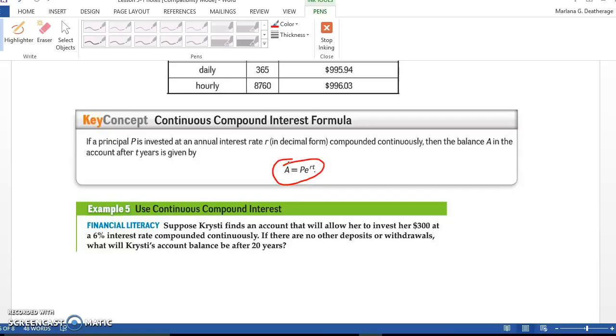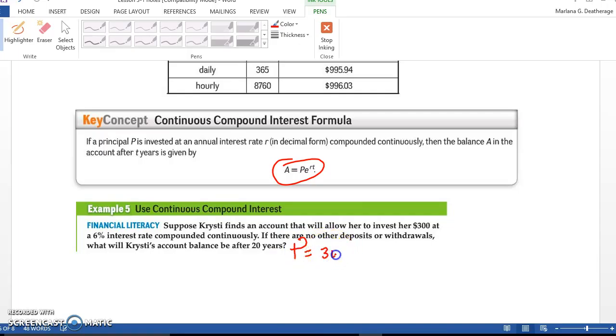Alright, so suppose Christy finds an account, this is example 5. Suppose Christy finds an account that will allow her to invest her $300 at a 6% interest rate compounded continuously. If there are no other deposits or withdrawals, what will Christy's account balance be after 20 years? Okay, so we need to identify what we have here. Okay, principal. What is our principal in this problem?